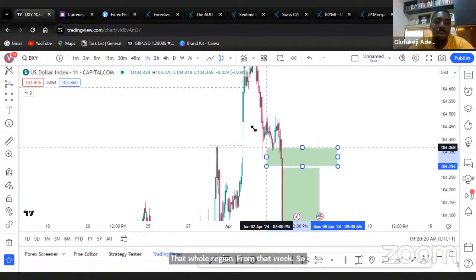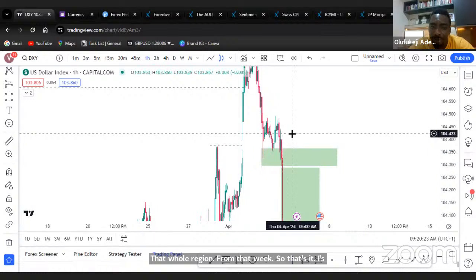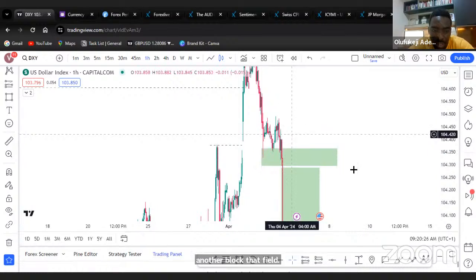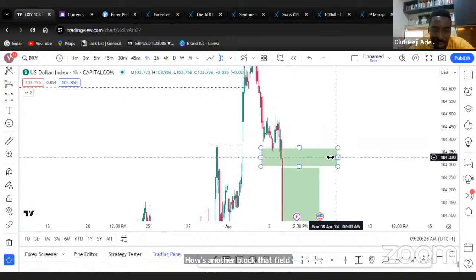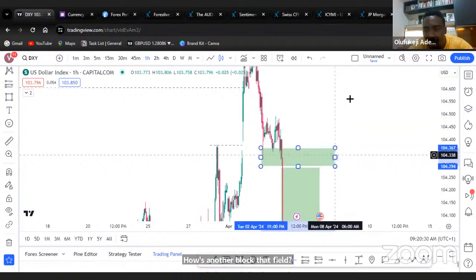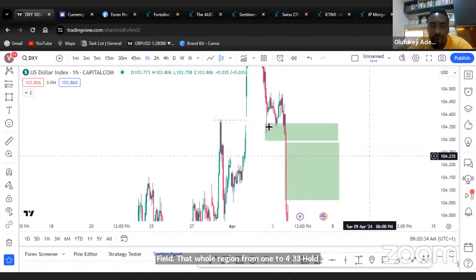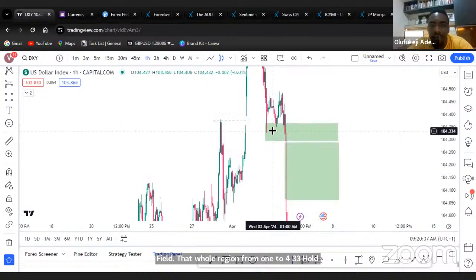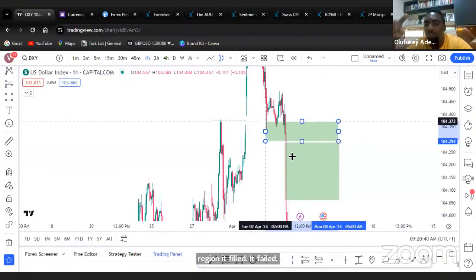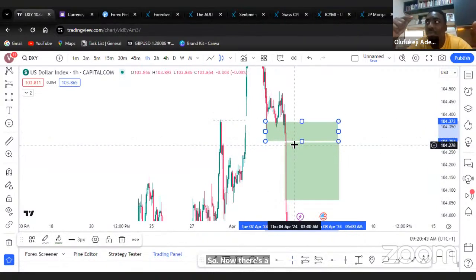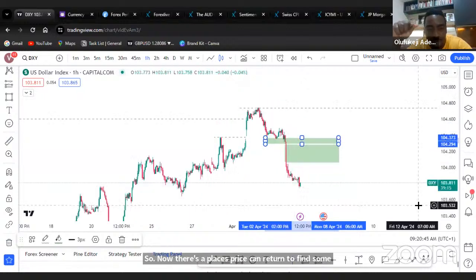So that's another block that failed. That whole region from 104.33, all that region, it failed. So now those are places price can return to, find some measure of resistance, and then tumble down.